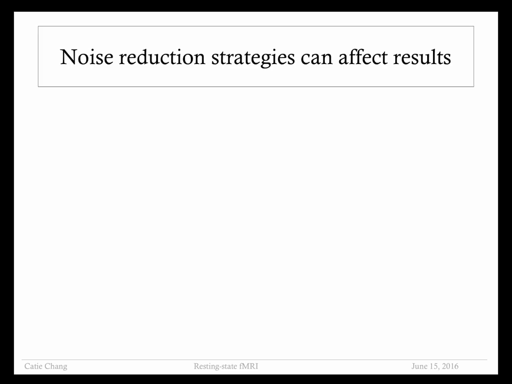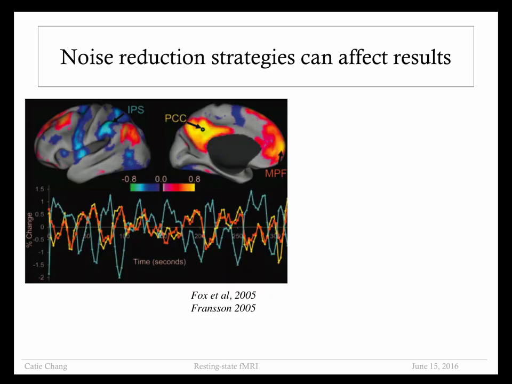Another issue with resting state is that it can be really hard to validate your pre-processing methods. How do you tell whether they're doing the right thing in the first place? There was a pretty famous debate over whether certain networks in the brain were anti-correlated, or negatively correlated, in their resting state activity. This was interesting because if the default mode and attentional networks were really anti-correlated, it could be related to their functions as maybe interoceptive or exteroceptive networks.